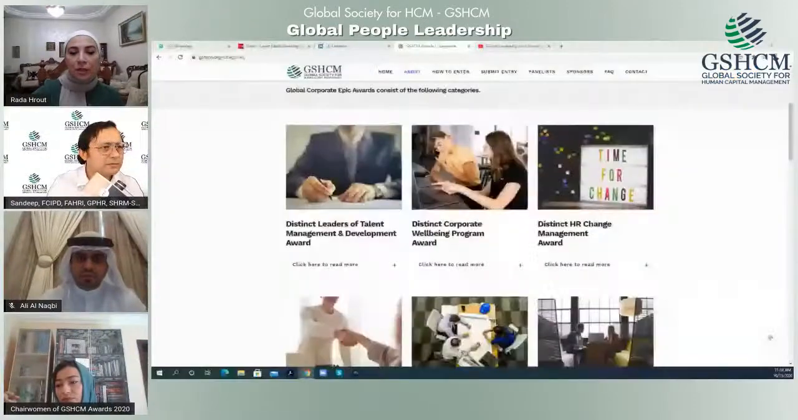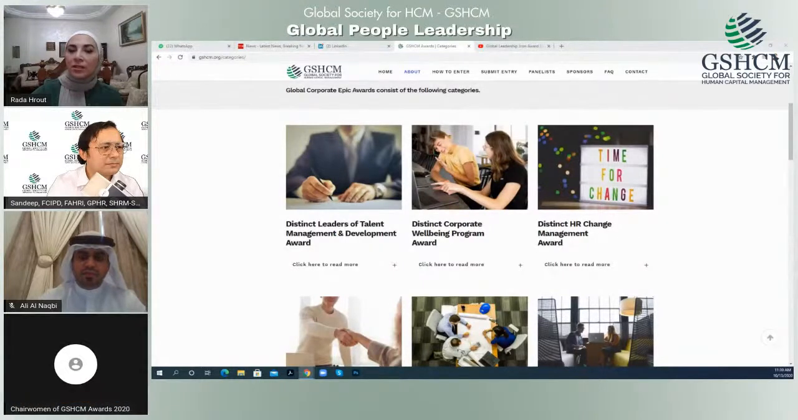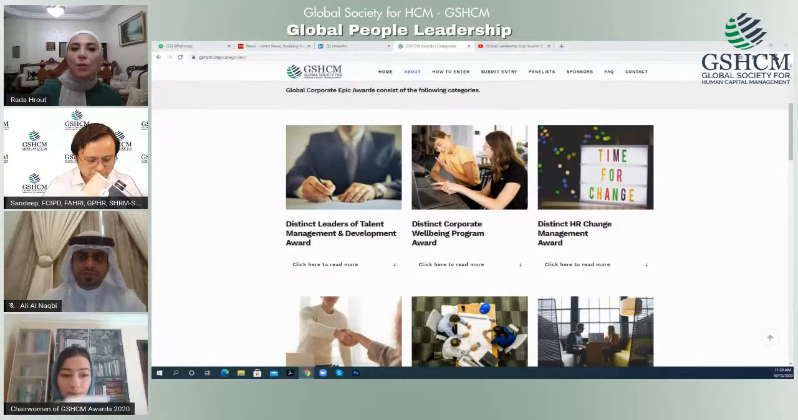Then the second one is the Well-Being Award. It's about how we are nurturing and treating our people in this tough time, the special initiatives taking place. And the third one is the change management, especially the change that happened in 2020, how we handled it, and the creative solutions we made during this time.